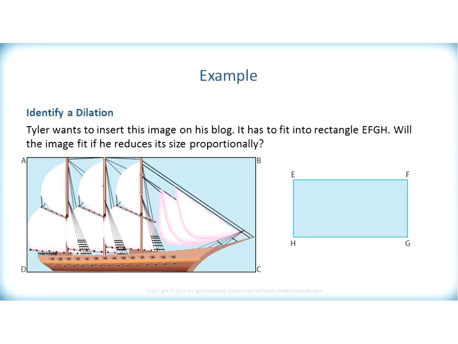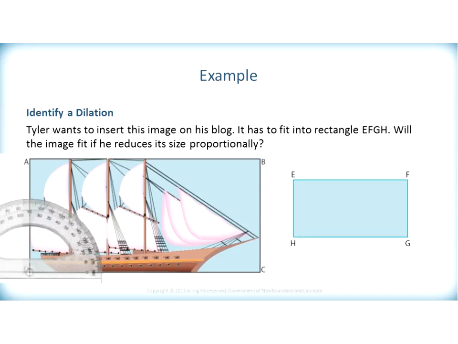So if we have a reduction that's a dilation, you're going to have all of your corresponding angles equal to each other, as well as the ratio of the corresponding sides. So what I'm going to do first is measure the angles on all 8 of my angles that are present here. Angles A, B, C, and D in the first rectangle, and angles E, F, G, and H in the second rectangle.